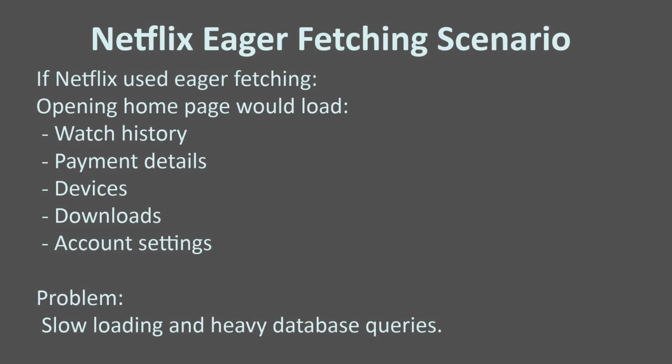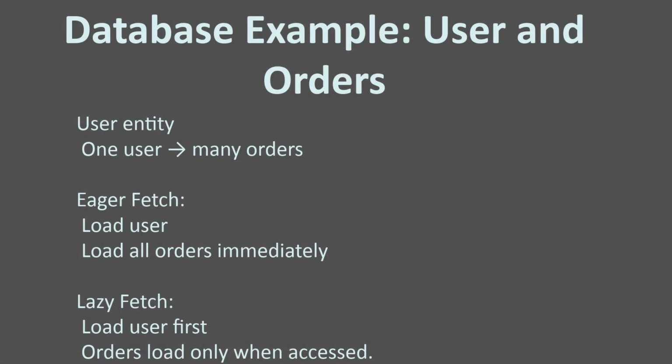Now imagine if Netflix used eager fetching. When you open the home page, Netflix would load your entire account information. This would include your complete watch history, payment details, devices, download history, and many other settings. Even though the user only wants to see the home page, this would create unnecessary database queries and slow down the application.